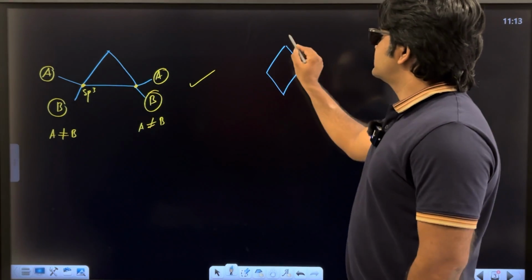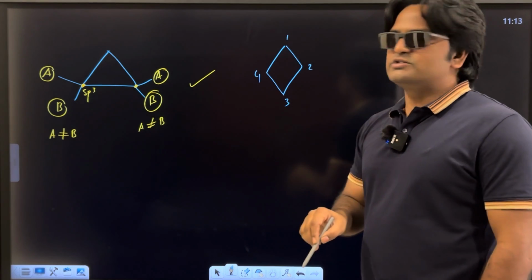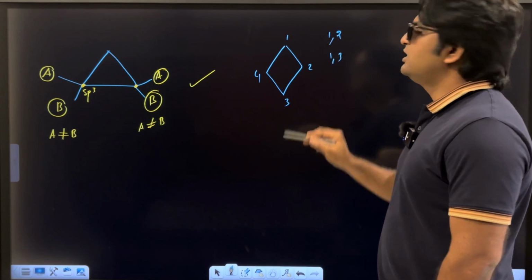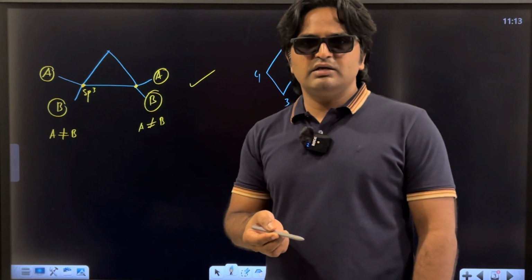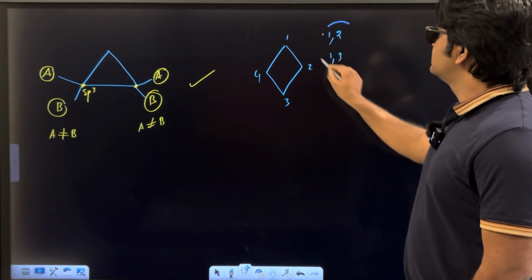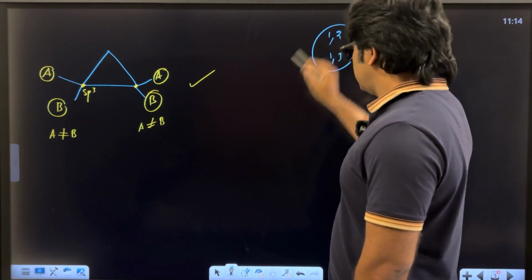Now here I'm taking 1, 2, 3 and 4 carbon atoms. Either you can select 1, 2 carbon or 1, 3 carbon. 1, 2 and 1, 4 are identical. Now you can select either 1, 2 carbon or 1, 3 carbon atoms, right? Okay, fine.